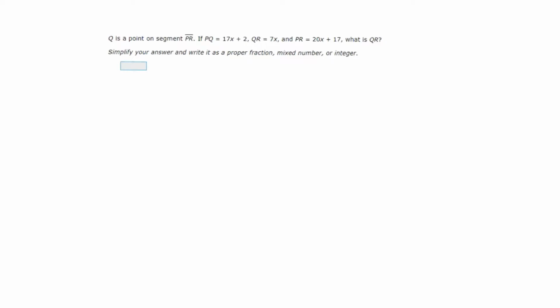This is a great one because it actually requires the most work, since you have to create this geometric figure. You have to create this diagram. So segment PR has a point Q on it. My PQ is 17x plus 2, my QR is 7x, and I have a PR of 20x plus 17. As soon as you give yourself a visual of this, it's really going to help you properly set up your algebraic equation to solve for x. We want to do 17x plus 2 plus 7x is equal to 20x plus 17.